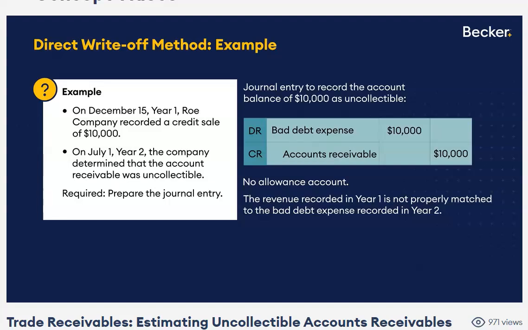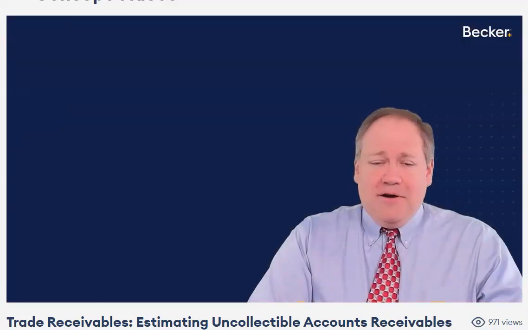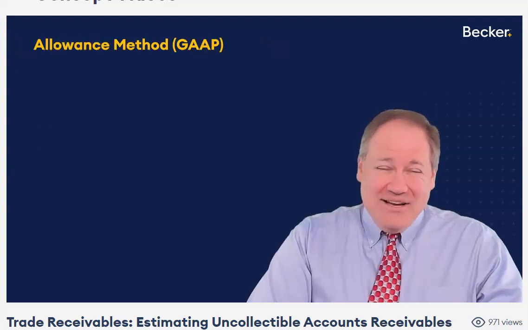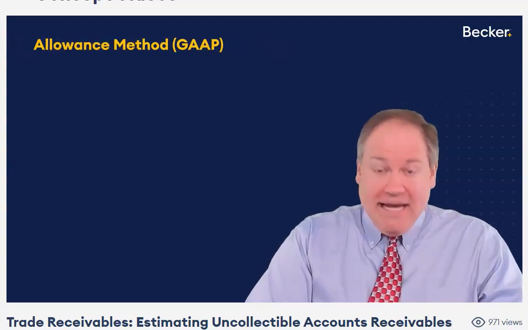They're not in the same period, and they darn well should be. So that's why this is an acceptable method under US GAAP. All right, enough talking about the direct write-off method. Let's talk about the one that is GAAP, which is the allowance method.